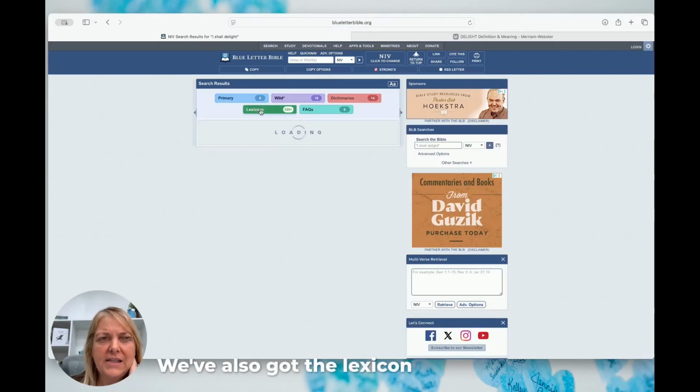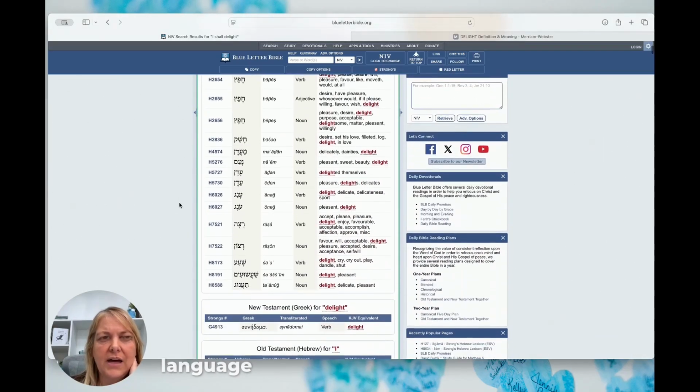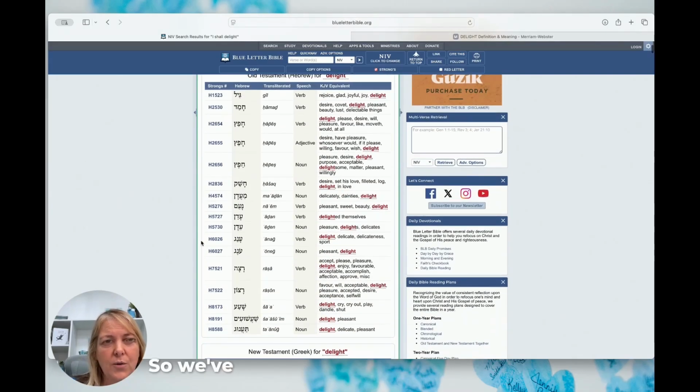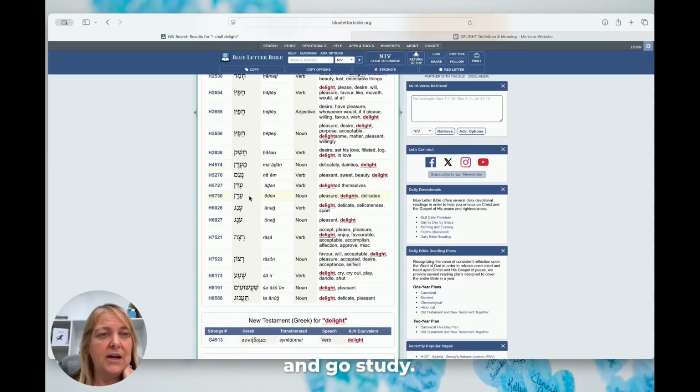We've also got the lexicon here that we can look at, which gives us the original language, and lots of different versions of delight. So we've talked about Psalm 81:73, Psalm 81:91, but here are all the other versions of delight, all the different uses of delight that we could actually dig into and go study.